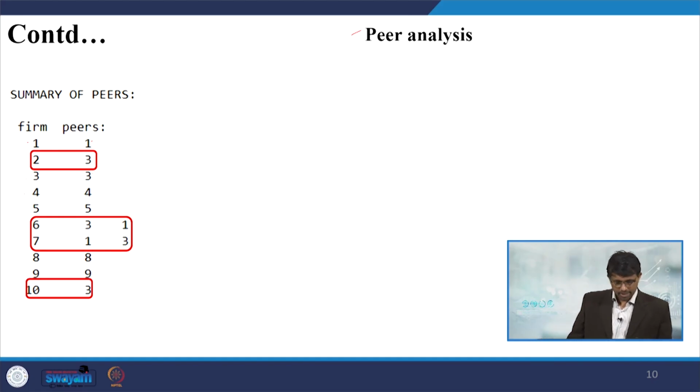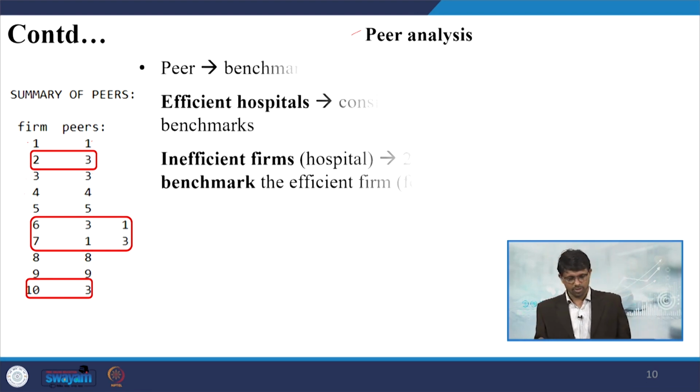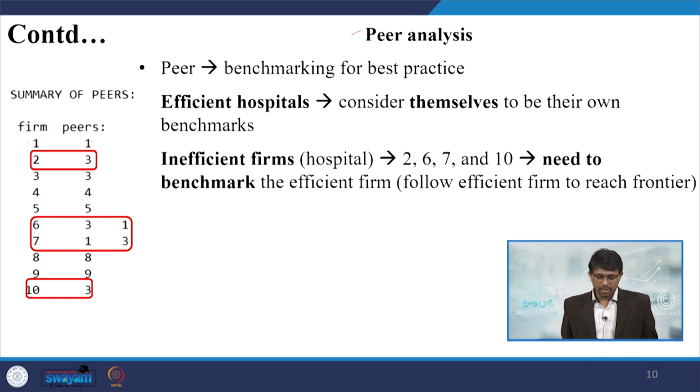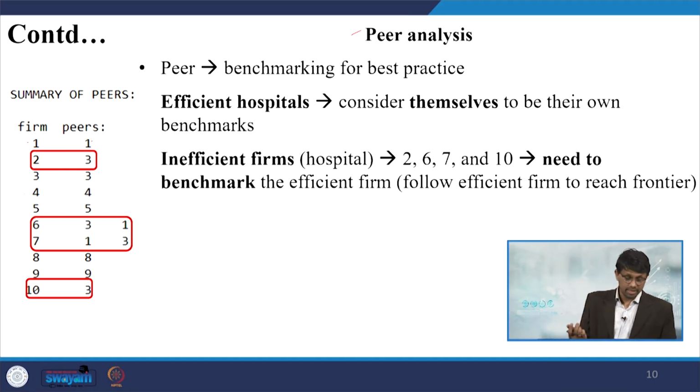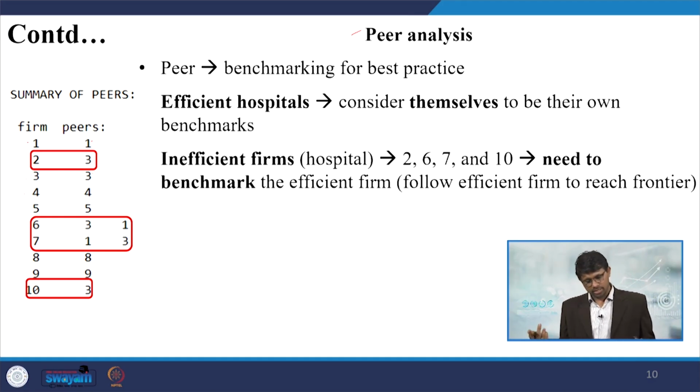But the inefficient firms have different peers; they are trying to compete with the best competitors. If firm 2 competes with 3, it can be more efficient. This is the meaning: a peer is the benchmark for best practice. Efficient hospitals are defined as their own benchmark because they are the top ones, competing with themselves, whereas inefficient ones have to be benchmarked with the better firms.